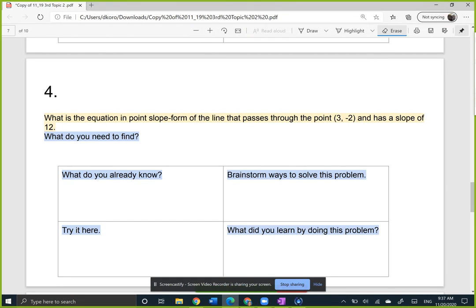Okay, it says, what is the equation in point slope form of the line that passes through the point (3, -2) and has a slope of 1/2? Okay, so what do we need to find? We need to find an equation. And we need to find it in point slope form.